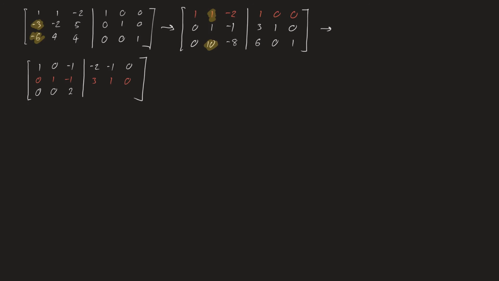-10 times 3, that's a -30. -30 plus 6 gives us a -24. Finally, -10 and 1 gives -10 here, and then of course this is 1. That is complete now, and we are going to move on to the next phase, the next iteration.